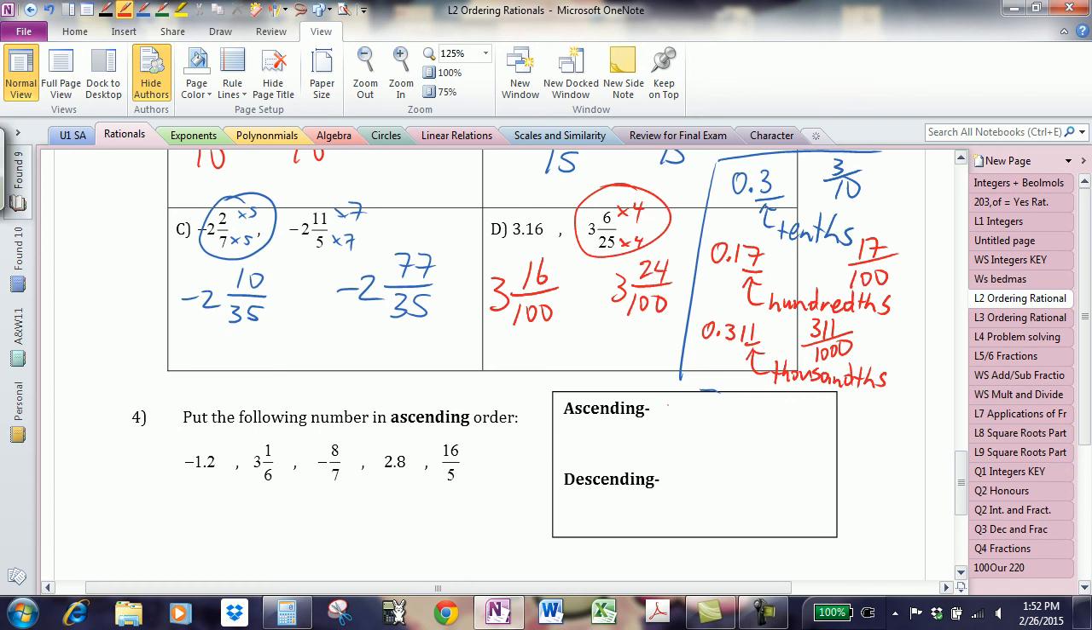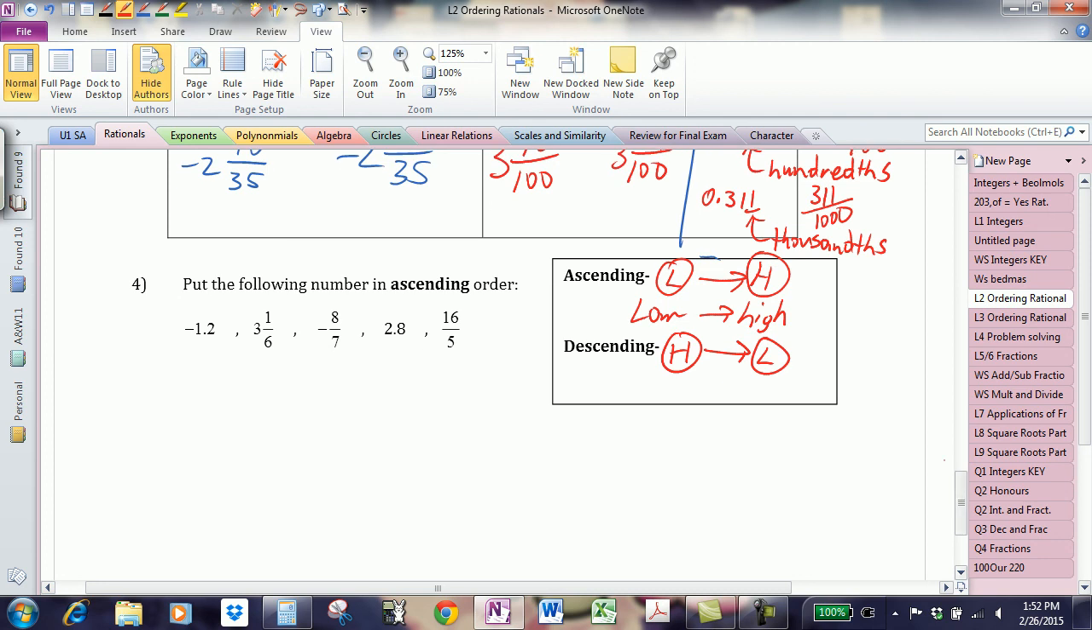That's right. So ascending is going from low numbers to high numbers. Okay, low to high. And then descending will be the opposite. Start with your high numbers, go to your low numbers. So what I want you to do is compare these and put them in ascending order. Always use the original.